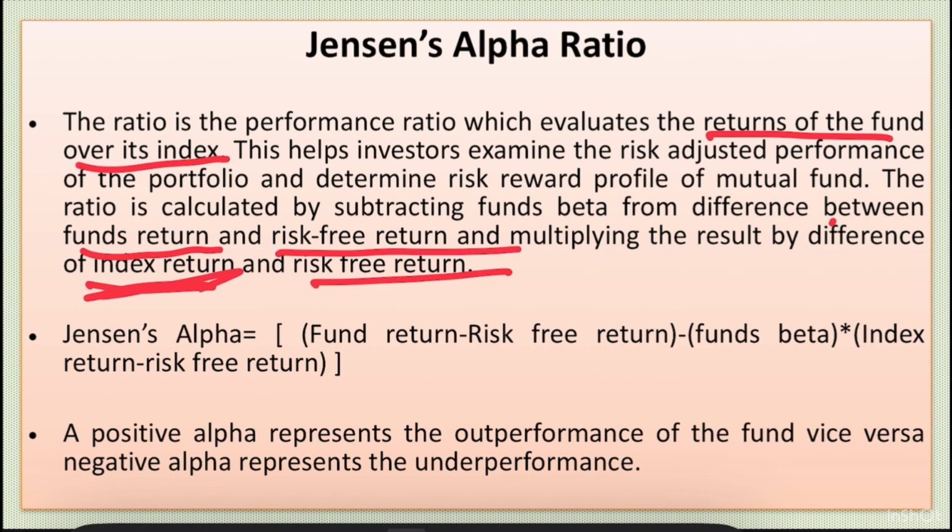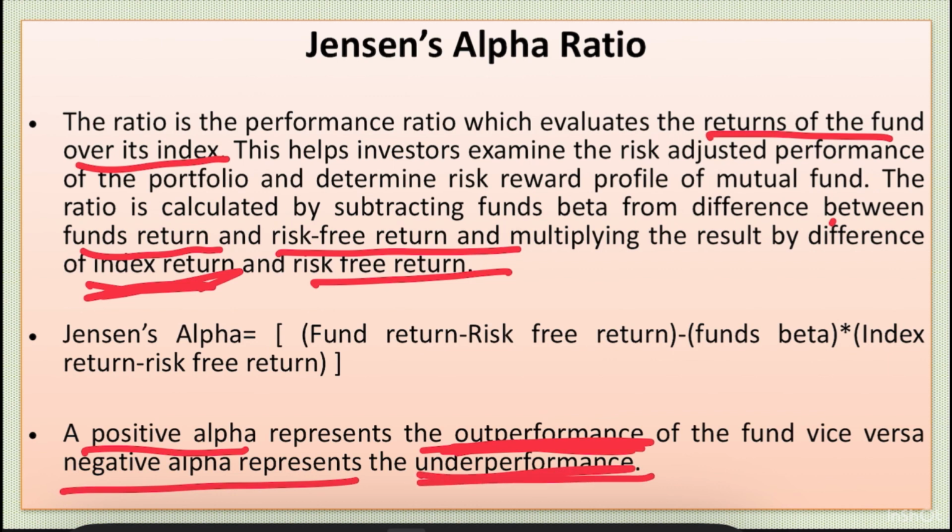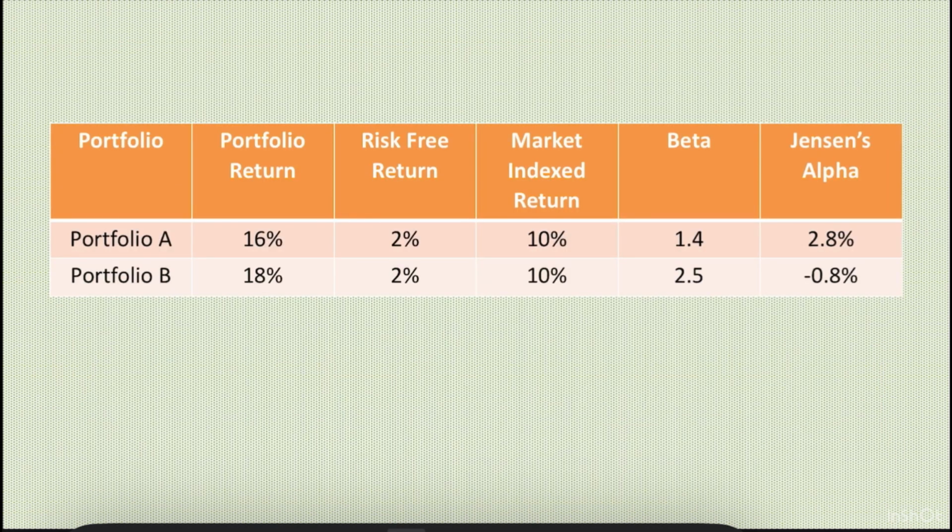We are going to understand this with the help of an example, but in simple words, I can say it evaluates return of the funds over and above the index. One thing, right? Now, if I say my alpha is positive, what does this mean? This means my portfolio has outperformed, right? Whereas if I have negative alpha, that means the portfolio has underperformed. Understood? Okay, we'll do the example.